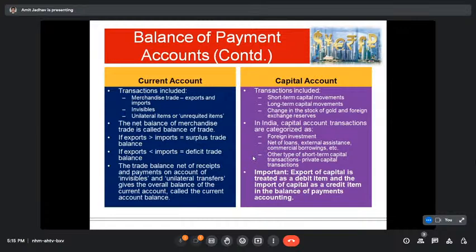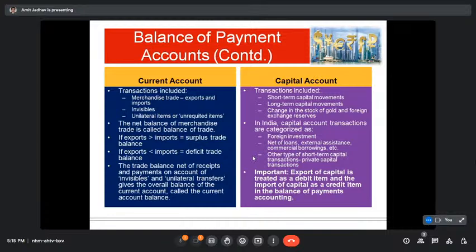transactions include merchandise trade like export and import, that is, visible as well as invisible exports and imports. And similarly it will include related receipts or required receipts. The net balance of the merchandise trade is called the balance of trade. So if a particular country has exports greater than imports, that time we can say it has a surplus trade balance.